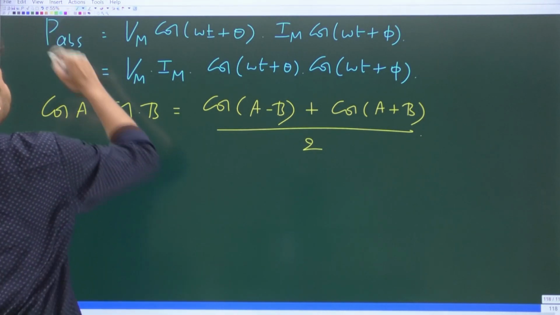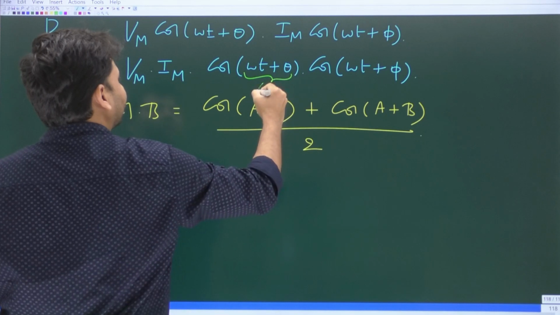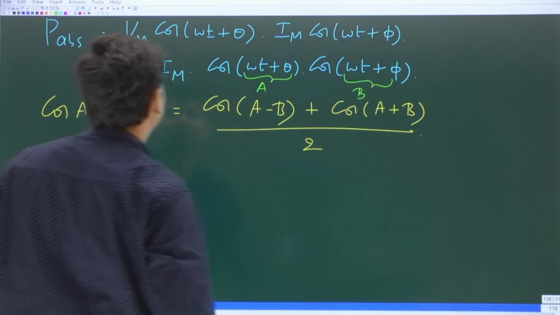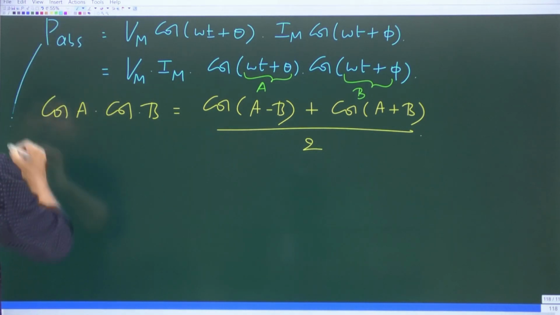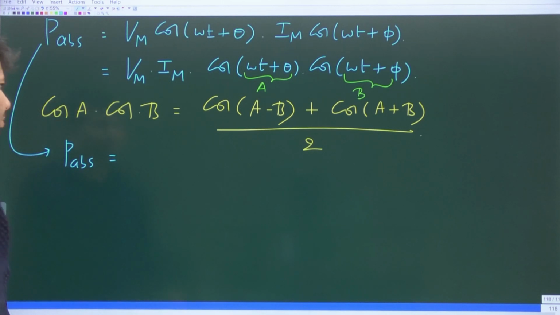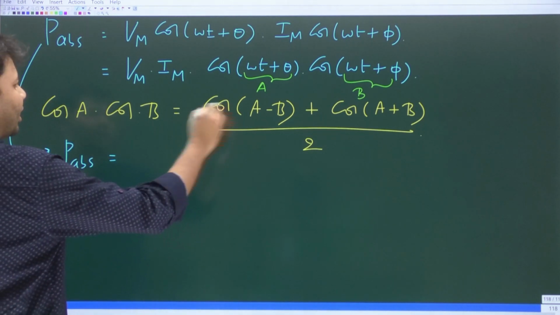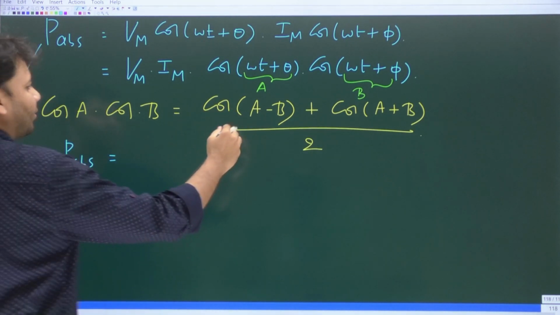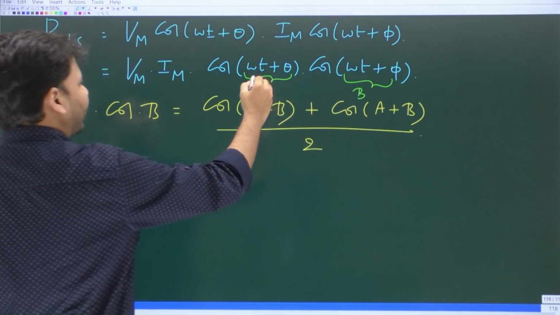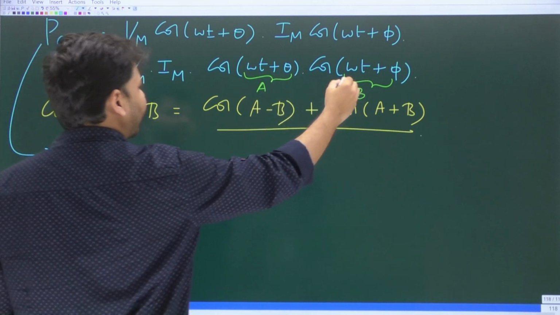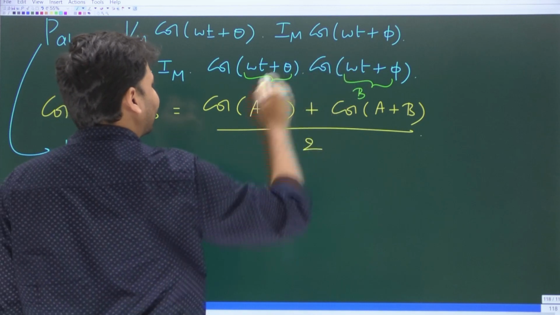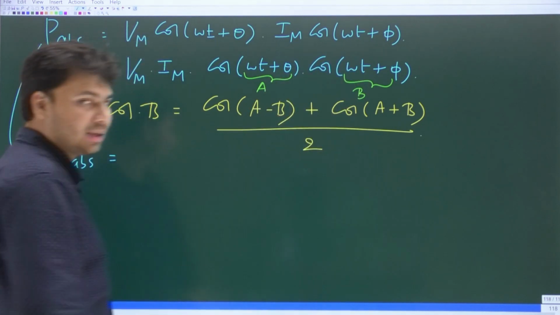And for us, this thing is A, and this thing is B. Now let us go back to our expression for the power absorbed. When you apply this identity, the first term is cos of A minus B. What is A minus B? Omega t plus theta minus this. When you subtract, omega t will get cancelled. Won't you get theta minus phi?